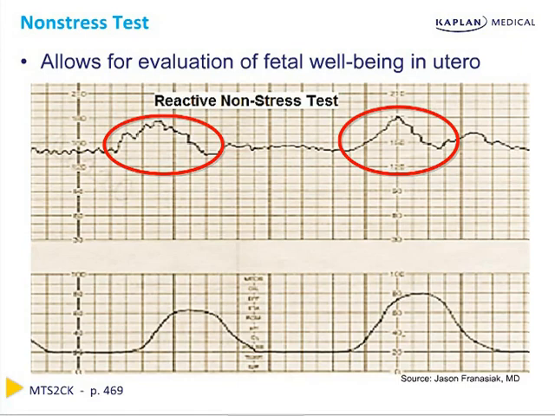A reactive non-stress test is defined as two accelerations of the fetal heart rate greater than 15 beats per minute above baseline and lasting for 15 seconds or more when the fetus is beyond 32 weeks. In a fetus that's less than 32 weeks gestation, two accelerations of fetal heart rate greater than 10 beats per minute above baseline and lasting for 10 seconds or more is considered reactive. A reactive non-stress test shows that the fetus is doing well and no further testing is indicated.